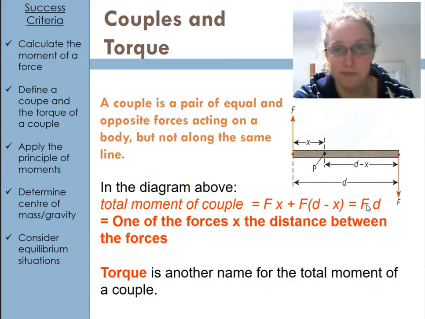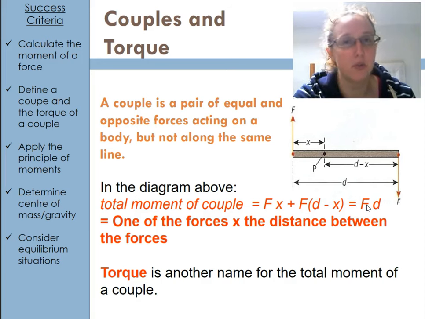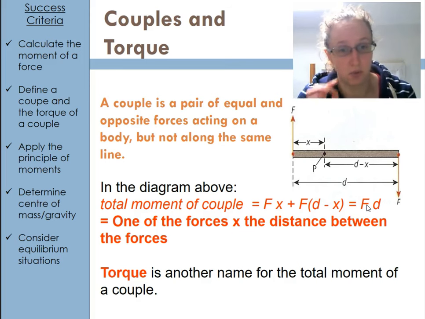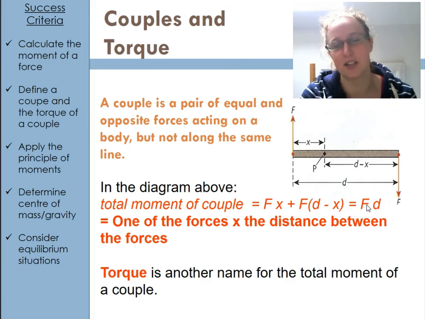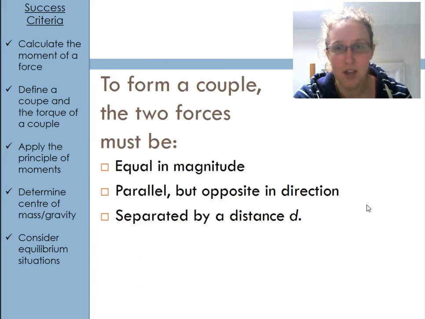So if I have a couple, two equal but opposite forces that are causing a turning effect that's separated by a distance, the size of the turning effect that they cause is equal to the force, the magnitude of one of the forces, multiplied by the distance between the two forces. And that effect we call the torque. So if a couple causes a turning effect, that turning effect is called torque. So just some things about a couple.